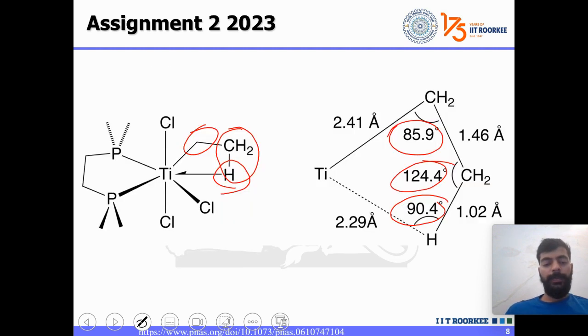For this particular reference, you can directly follow this review article on agostic interaction. This review article will lead you from the birth of the agostic interaction, how it was analyzed, and how it was discovered. Let's move to the next question.